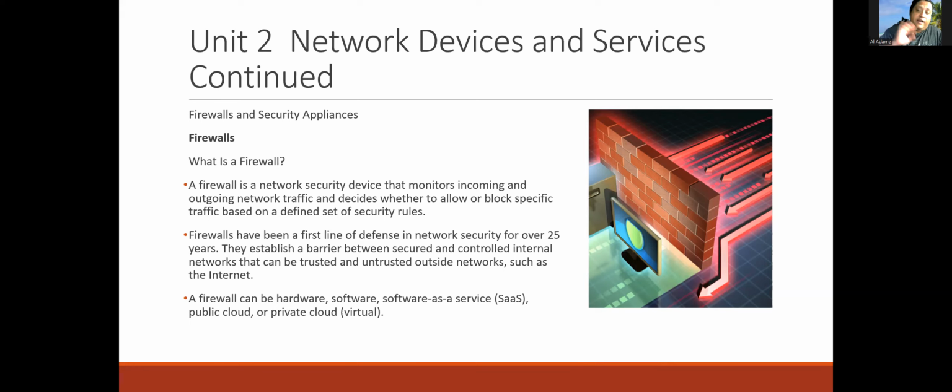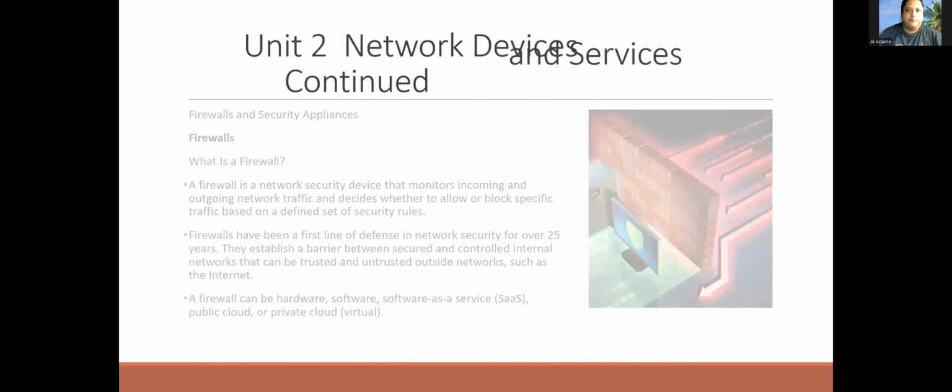If you want to know about the history of the internet, I can talk about that later. It's not for this. They established a barrier between secure and controlled internal networks that can be trusted and untrusted outside networks, such as the internet. A firewall can be hardware, which I said earlier, software, and the new ones are software as a service. You're going to see that probably for the rest of our lives now. Public cloud or private cloud. So the software evolved into software as a service, which evolved into public cloud, which evolved into private cloud firewalls. I'm not going to really talk about those that much because they get really dicey, but they're mentioned in passing. So here are the different types of firewalls that you can get more details on here.